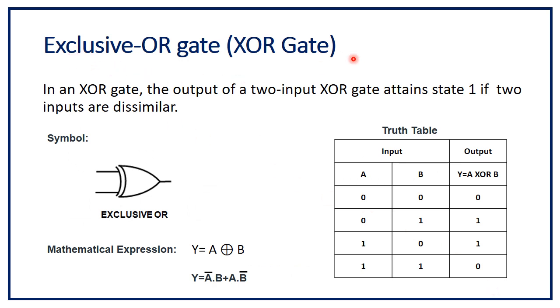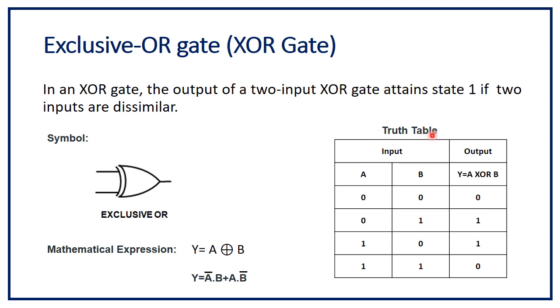Exclusive OR gate, XOR gate. In an XOR gate, the output of a 2 input XOR gate attains 1 if the 2 inputs are dissimilar. So in the case of the XOR gate, its output will be 1 if inputs A and B are different. Symbol. This is the symbol of the XOR gate. We also call it the exclusive OR gate. Mathematical expression: Y is equal to A XOR B. We can also write it in a different form: Y is equal to A bar dot B plus A dot B bar.